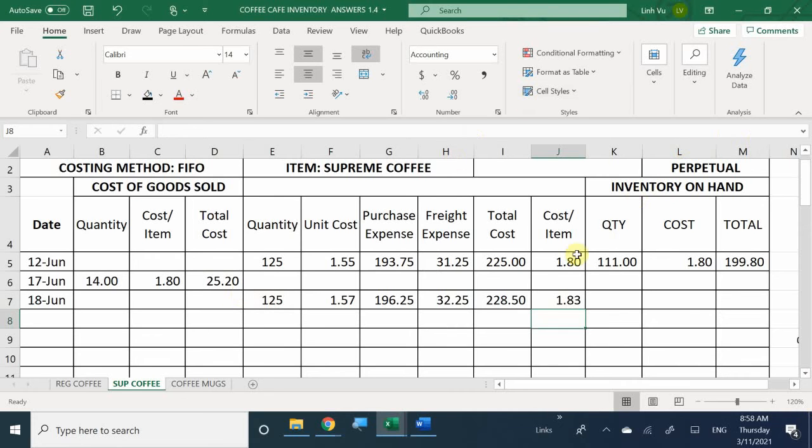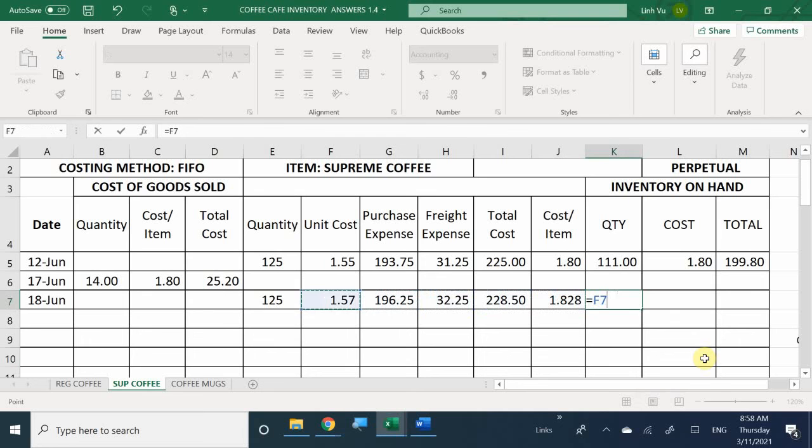183. But I believe this is 188.25. 28. Oh, 28. All right. So there you go. And we're going to transfer that information over. Oh, not this one. We're going to put it right here.